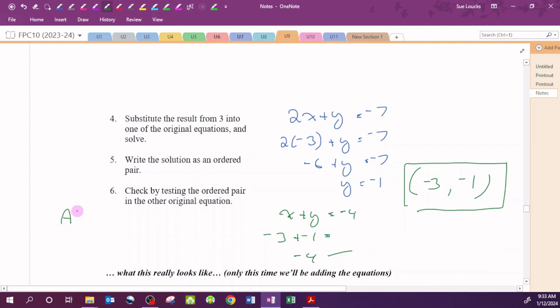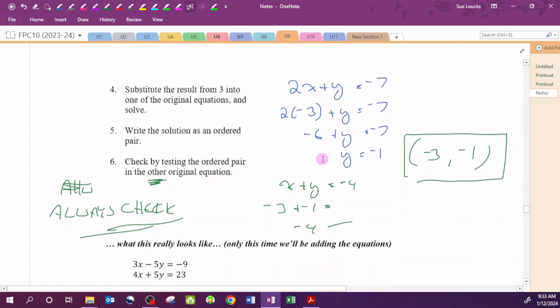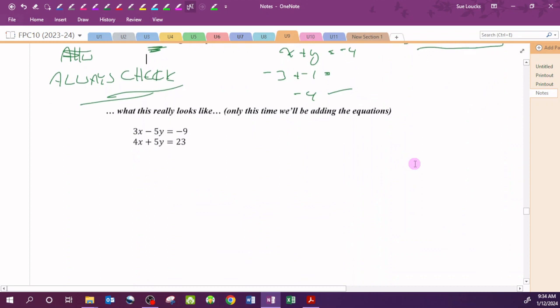Always check. Oops, that's not how you spell always. Always check. Okay? It's really important that you check. And you always test it in the other equation. Okay? All right.